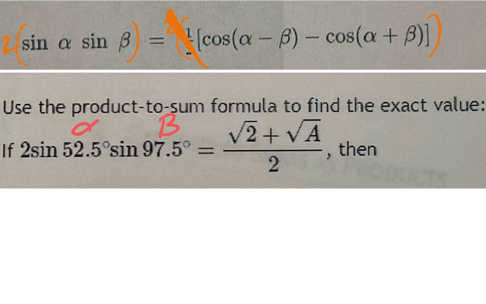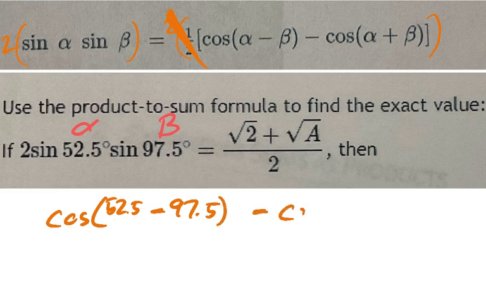So now the left side is 2 times sine alpha sine beta. That's going to be equal to cosine of alpha minus beta. But what is alpha? 52.5 minus what is beta? 97.5 minus cosine. What is alpha? 52.5 plus beta? 97.5. It's just straight plugging in after we fix that little weird thing with the 2.